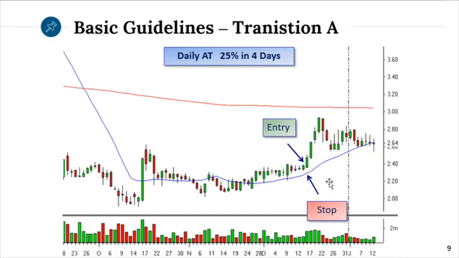This is what I call the HALT. It halts the stock from continuing to break the moving average. Now it's respecting it, and so it's your sign that it's going to transition higher.